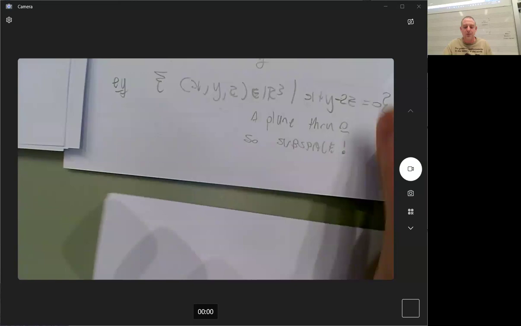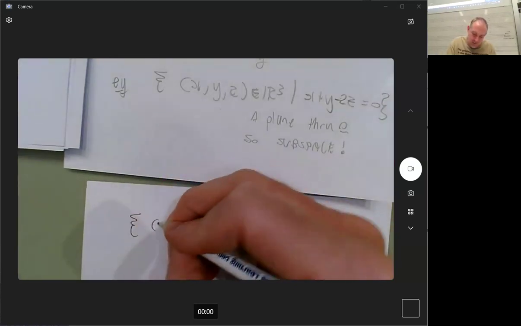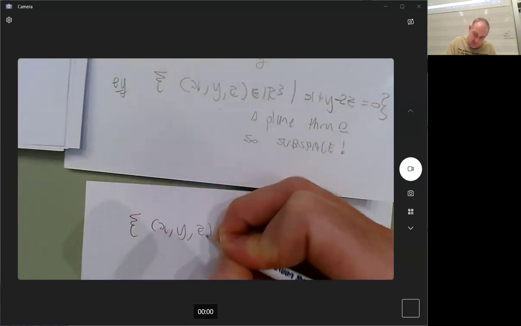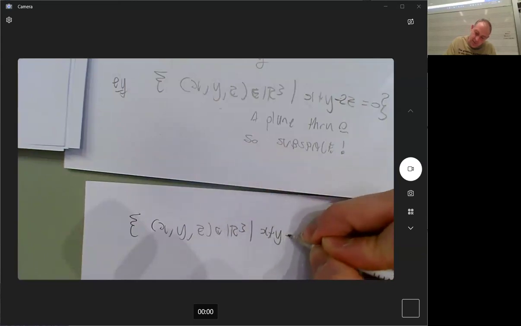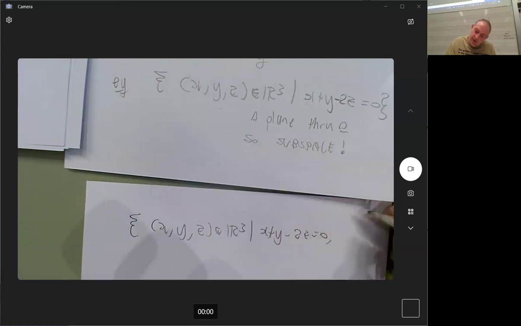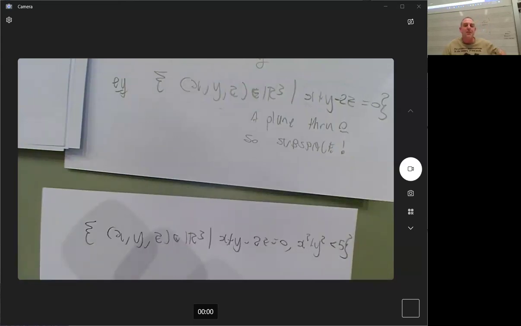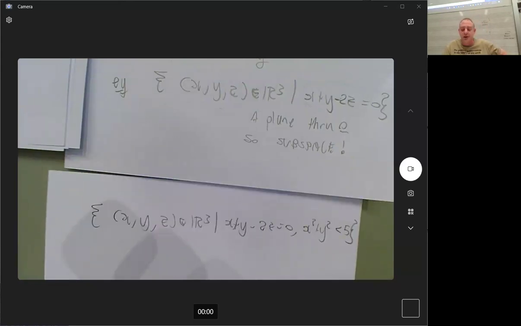What if you had some restrictions on this plane so that it didn't go forever? X, Y, Z in R3 such that X plus Y minus 2Z is 0 and X squared plus Y squared is less than 5. Something like that. This plane doesn't go forever because I can't make my X and Y coordinates as big as I want. Not a subspace.